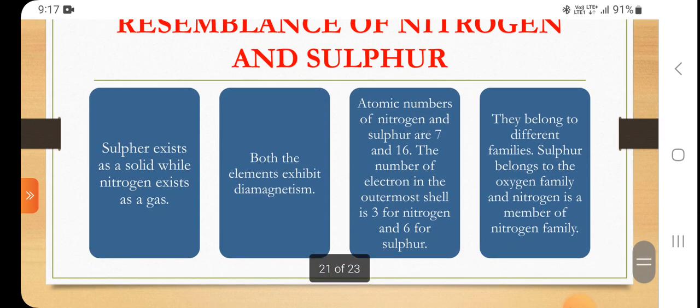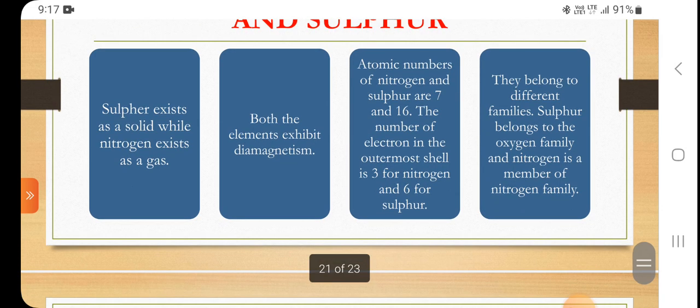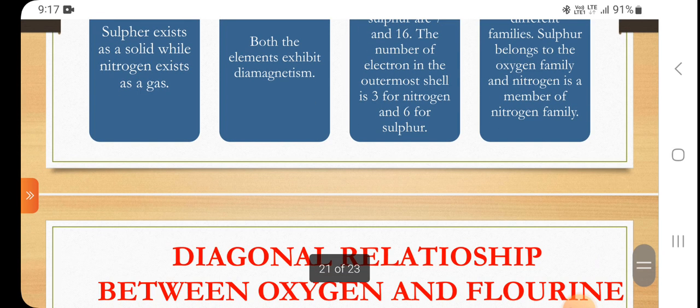The resemblance of nitrogen and sulfur. Sulfur exists as a solid, while nitrogen exists as a gas. Both elements exhibit diamagnetism. The atomic numbers of nitrogen and sulfur are 7 and 16. The number of electrons in the outermost shell is 5 for nitrogen and 6 for sulfur. They belong to different families. Sulfur belongs to the oxygen family and nitrogen is a member of the nitrogen family.